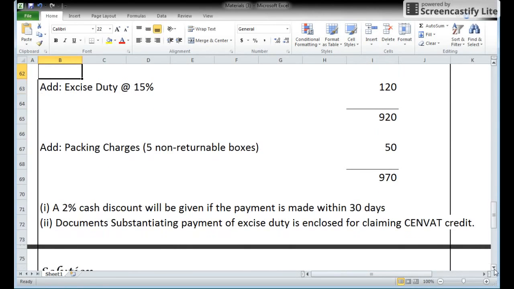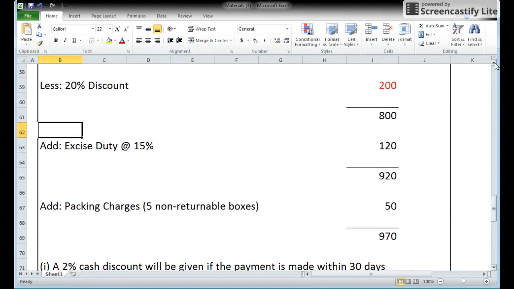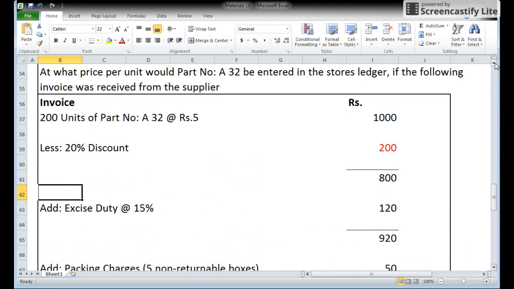A 2% cash discount will be given if the payment is made within 30 days. Document substantiating payment of excise duty is enclosed for claiming SENVAT credit. Now let us try to decode the line items given in the problem.